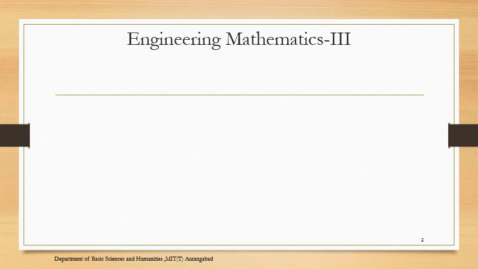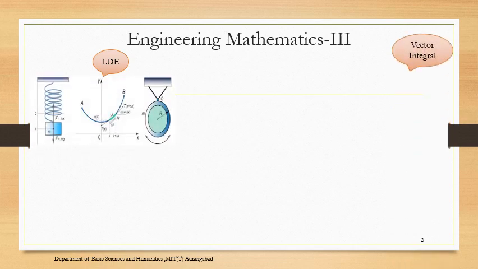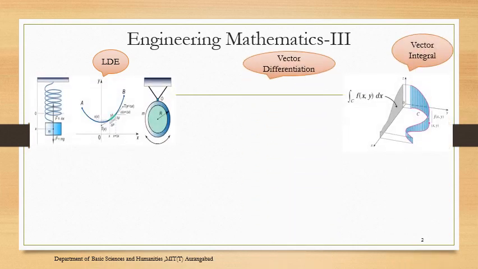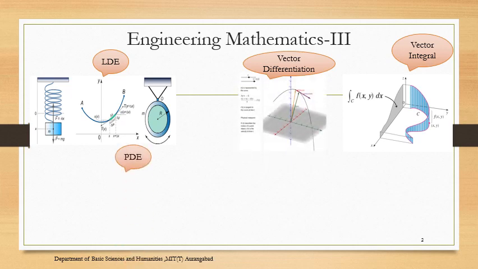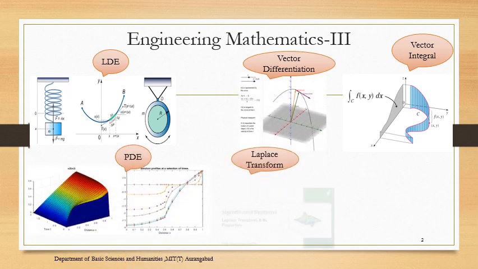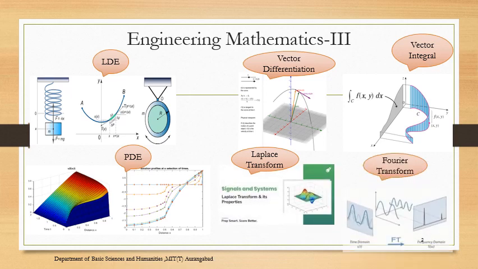Engineering mathematics is a branch of applied mathematics concerning mathematical methods and techniques that are typically used in engineering and industries. It is a basic course of all engineering branches. Engineering mathematics is very important for the GATE exam as the weightage of this course is around 15 marks. In this course, we will study 6 different units. First unit is linear differential equation, that is LDE. Then vector integral, vector differentiation, partial differential equation, Laplace transform, Fourier transform.